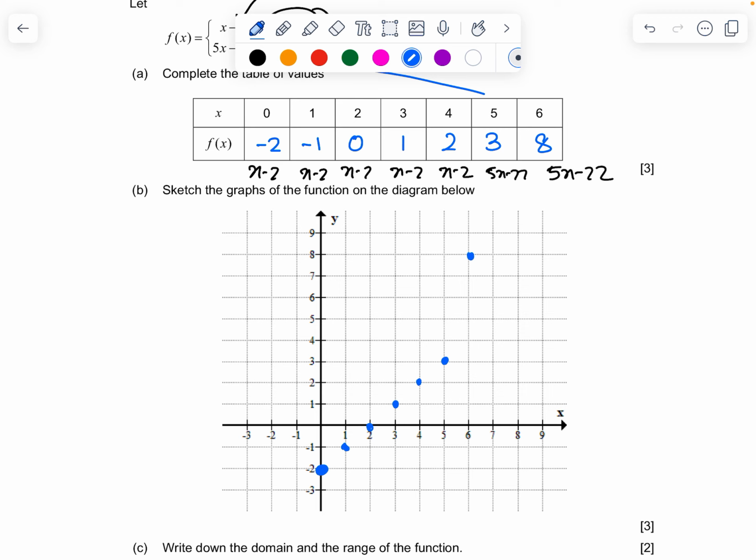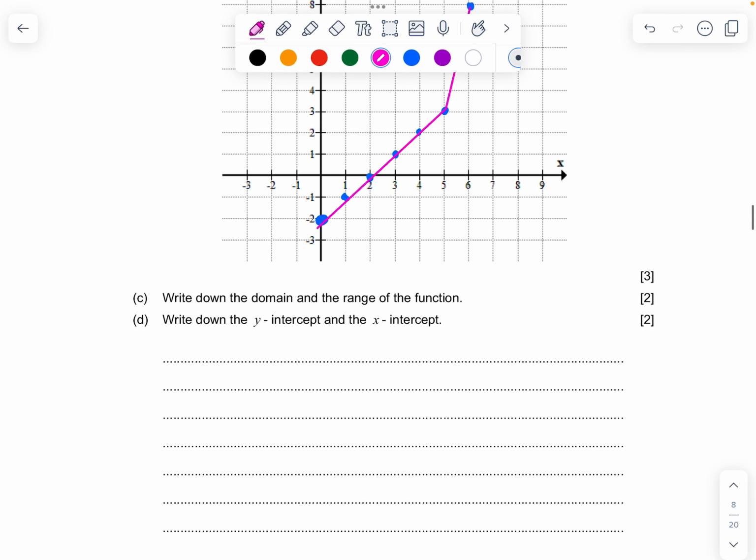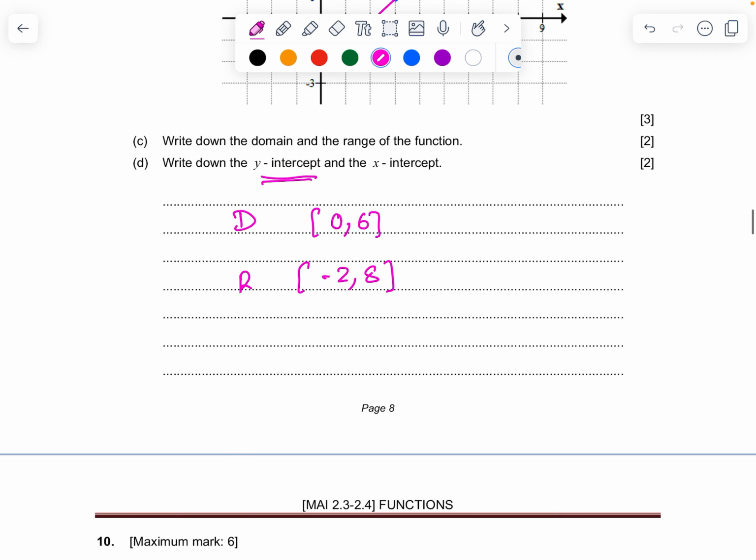So it's going to be a straight line like this and a straight line like this. This is going to be the answer. Write the domain and the range. Domain is going to be 0 to 6 and range is negative 2 to 8. Y-intercept. Y-intercept means x is 0.